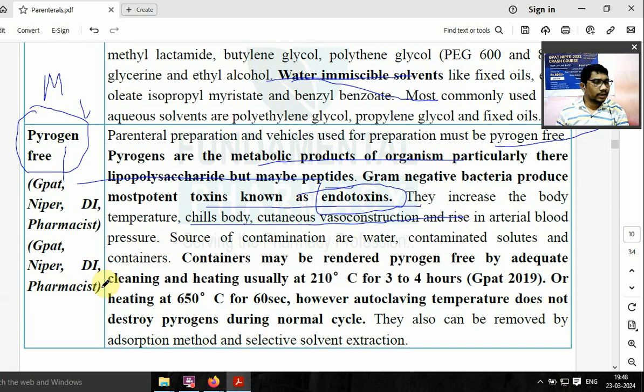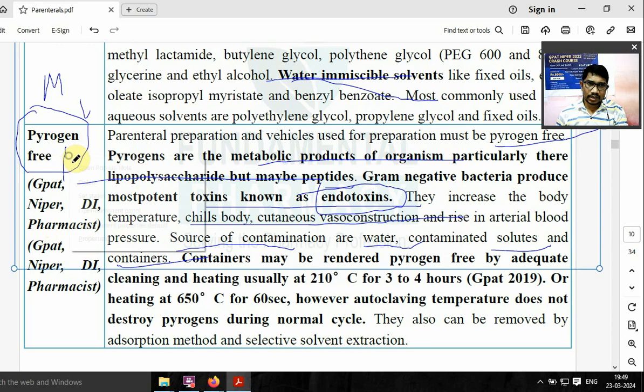Now where does this come from? What will be the source of contamination? The source of contamination of these pyrogens is the water. They may be present in the water, they may be present in the contaminated solute or container. So pyrogens can come from the container, or from the water you are using, or your solid may have them, a contaminated solid.